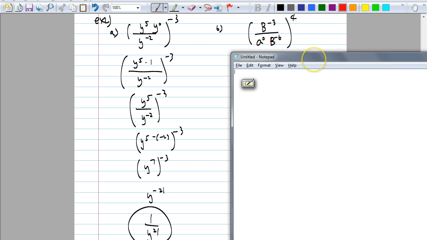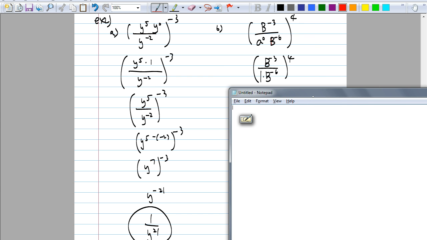B. Again, a to the 0 is just 1. So you just get b to the negative 3rd over b to the negative 6, to the 4th power. Yes? It's b. Yeah. So, b to the negative 3rd, not 8. B to the negative 3rd over b to the negative 6.